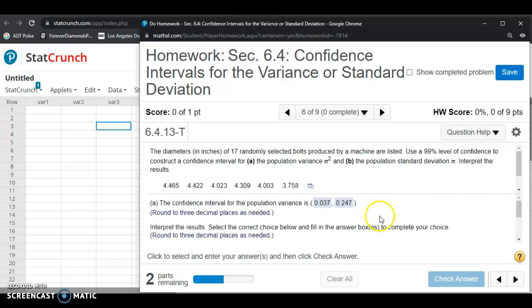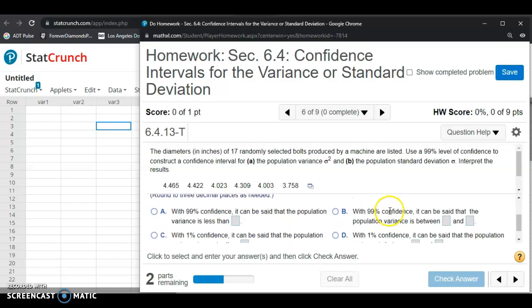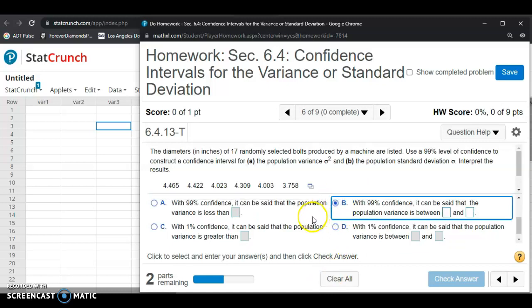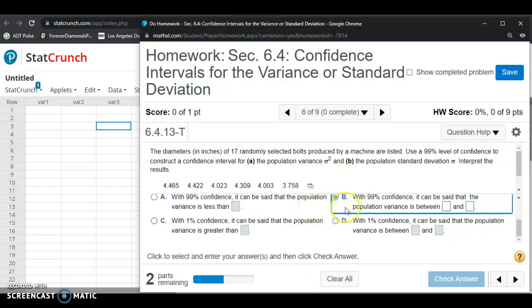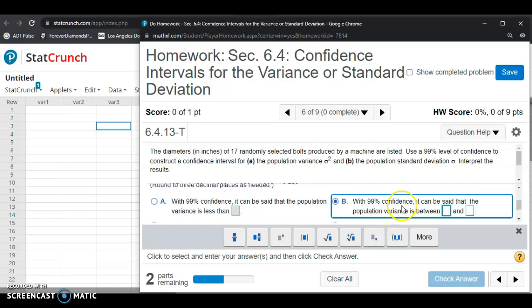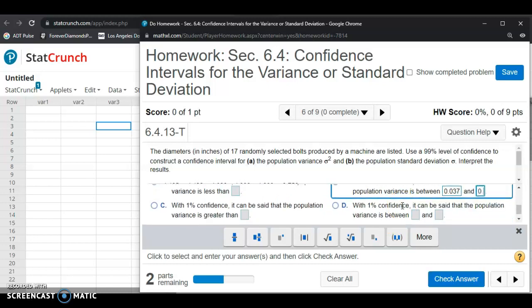Then it's asking us to interpret the results. So remember, when we write an interpretation, it must include the level of confidence, the parameter that we're estimating in the context of the problem, and then the confidence interval limits. Since this is a confidence interval for the variance, answer choice B would be the most appropriate. With 99% confidence, it can be said that the population variance for the diameter of these bolts is between, and then you type in the confidence interval limits again, 0.037 and 0.247.